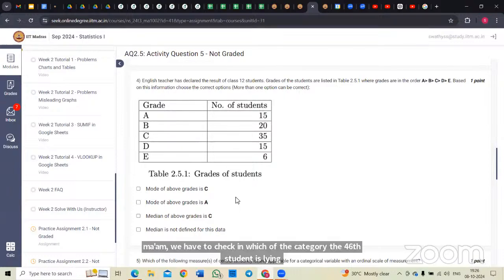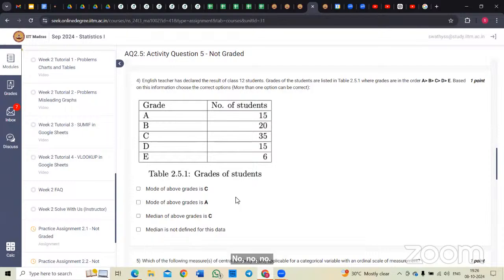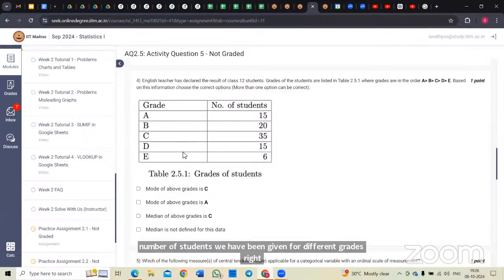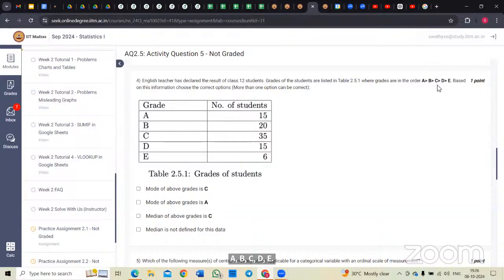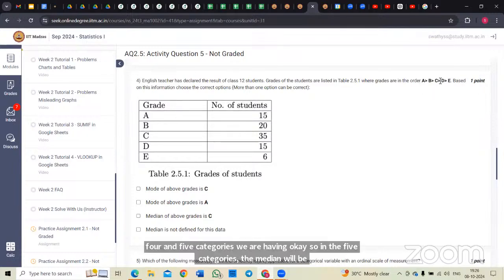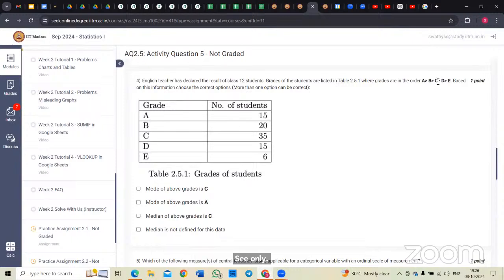No, no, no. See, the number of students is given for different grades, like A, B, C, D, E. And the order is given: A is greater than B, B is greater than C, and D is greater than E. So how many categories do we have? We have 1, 2, 3, 4, and 5 categories. So in 5 categories, the median will be C only. Yes, ma'am. If 5, the median will be the third one, C. Third one. So the C value is 35.